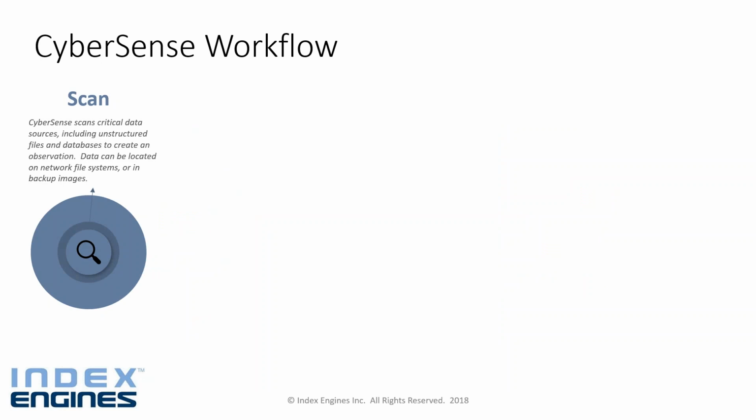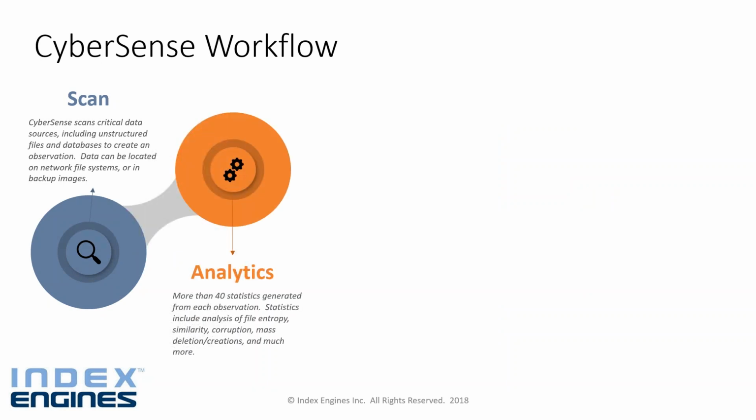The workflow, as I mentioned, the first step is the scan. Again, we can point to network file systems or backup images, either way, or a combination of the two. After the scan, a series of analytics are generated. In the analytics, basically there's about 40 or more statistics that are generated with each observation.